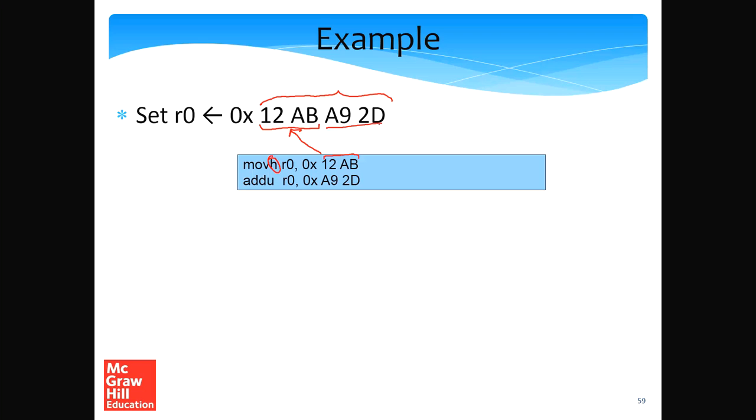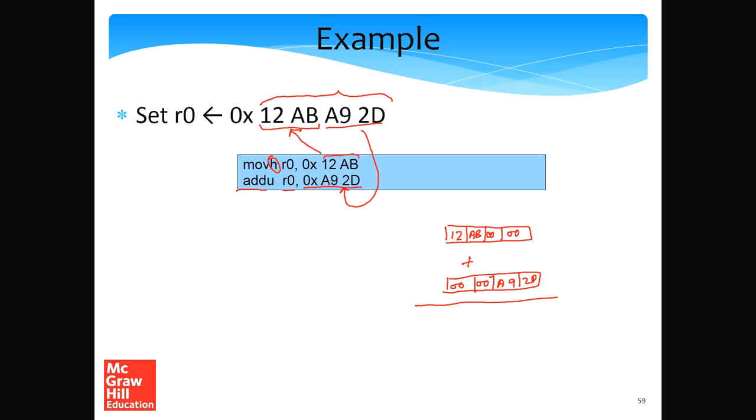Then we need to move A9 2D to the lower bytes. So this is also easy. So basically what do we have? What is the status of the register at this moment? Just before the second instruction we have 1, 2 and AB, and then we have 0, 0 and 0, 0 in the 2 lower bytes. So what we can do is that we can add this with 0, 0, A9 and 2D. So this will give us the final result, which is this result.